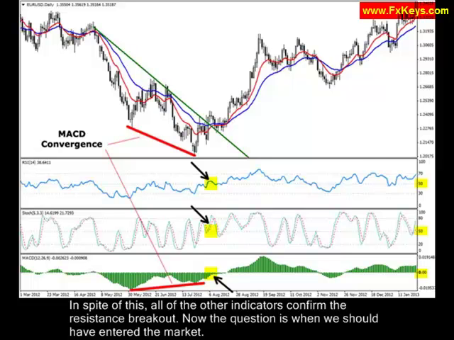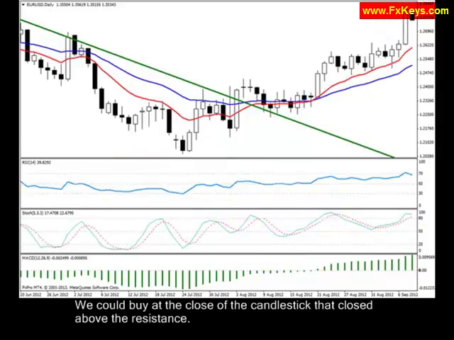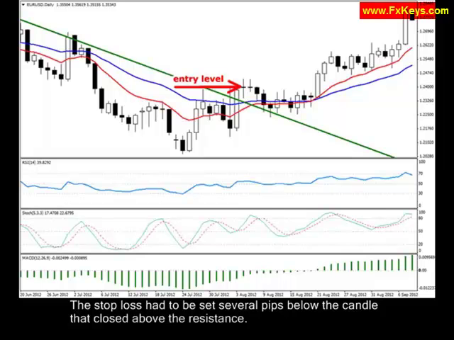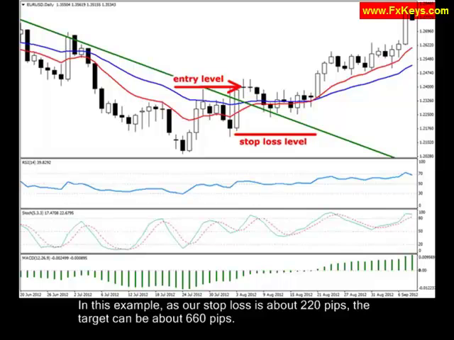Now, the question is, when we should have entered the market. We could buy at the close of the candlestick that closed above the resistance. The stop loss had to be set several pips below the candle that closed above the resistance. The target or take profit level can be at least 3 times bigger than the stop loss size. In this example, as our stop loss is about 220 pips, the target can be about 660 pips.